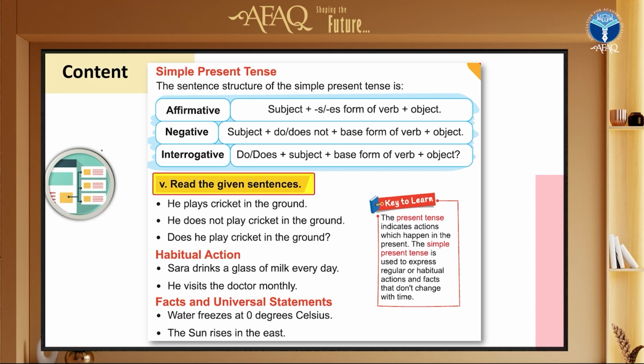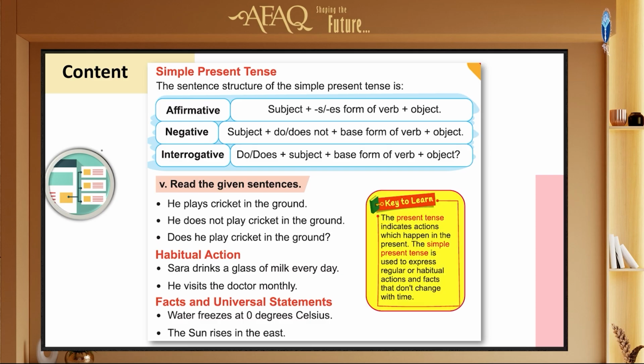Let's read some given sentences. He plays cricket in the ground. He does not play cricket in the ground. Does he play cricket in the ground? So let's see some explanation regarding these sentences.